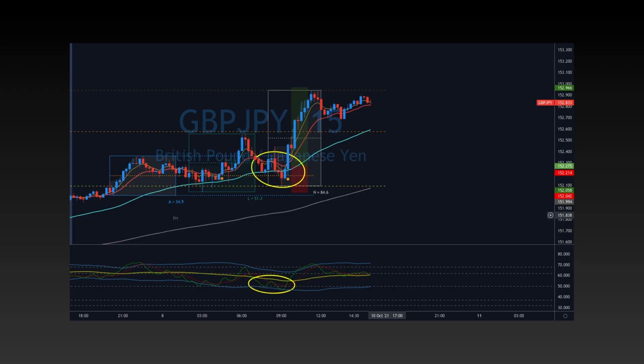That's your entry. Obviously, you can enter after the railroad track gives you the pullback where the orange dot is. But look at the TDI, essentially bouncing, boom, off the 50. Bouncing off the Bollinger Band. You get the cross of the green and red, boom, there's your entry.